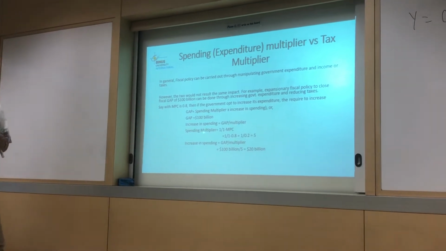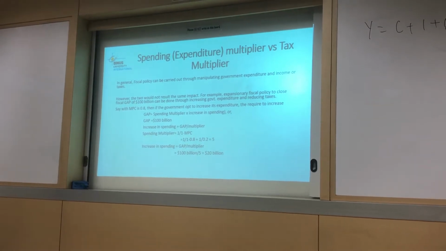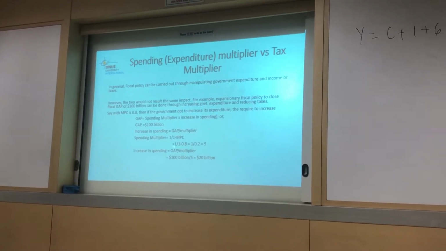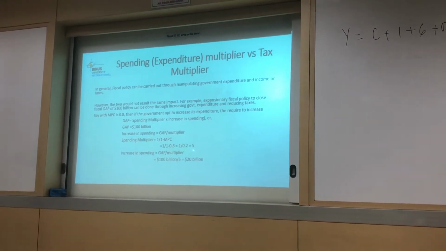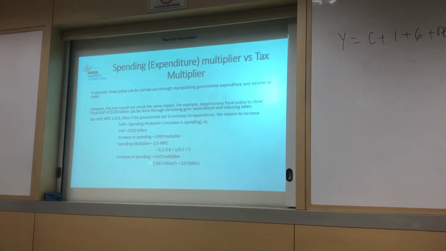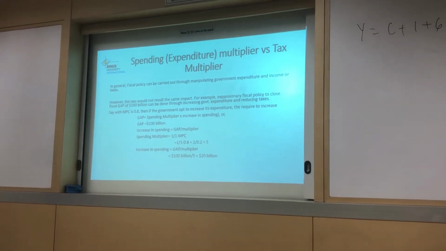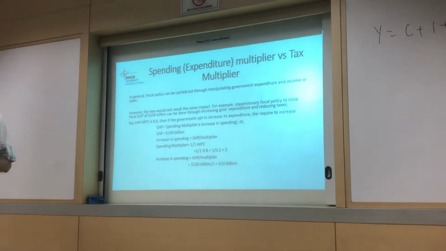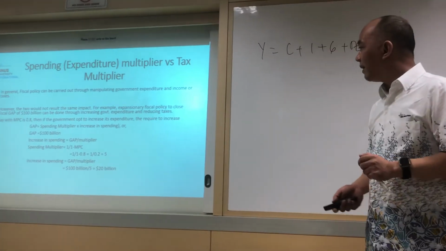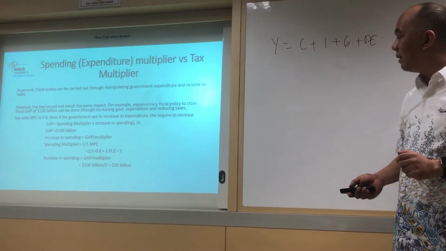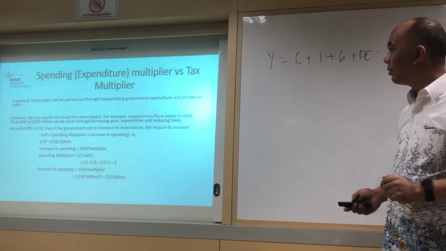So the spending multiplier is equal to 1 divided by 1 minus MPC. Everyone follow here? So 1 divided by 1 minus 0.8, or 1 divided by 0.2, which is 5. So the increase in spending should be gap divided by multiplier, which is 100 billion divided by 5, equal to 20 billion. Everyone follow? So that is how to close the gap. But what about tax? Is the amount required to close the gap going to be similar, 20 billion? It's not the case. Why is that?